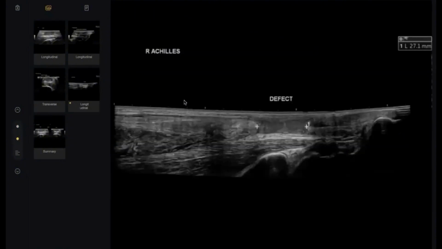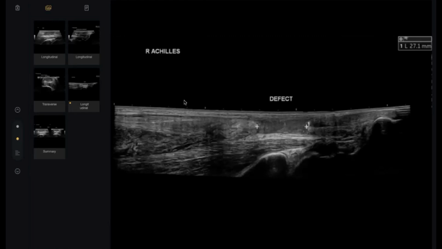So this is the location in the lower part of the Achilles tendon, just above, almost 1 to 2 centimeters above the attachment. I can appreciate that there's a discontinuity and irregularity in the continuity of the Achilles tendon. And in my routine practice, I would like to measure the size of the defect, because this needs to be communicated to the orthopedic surgeon.